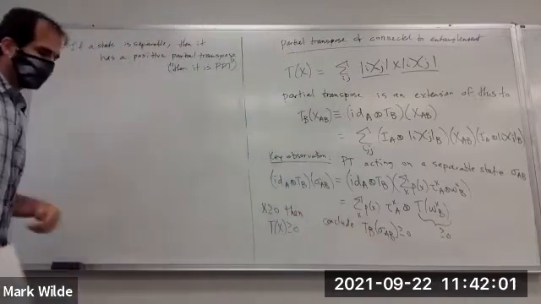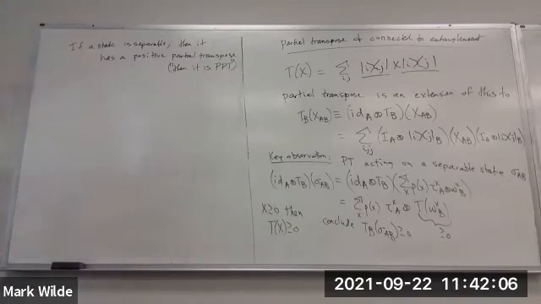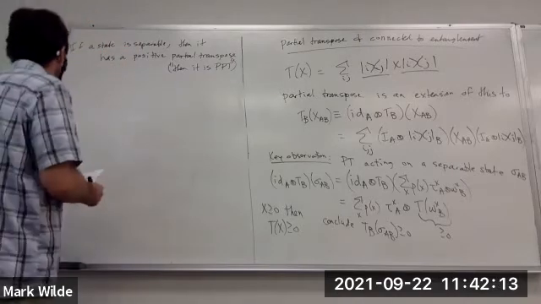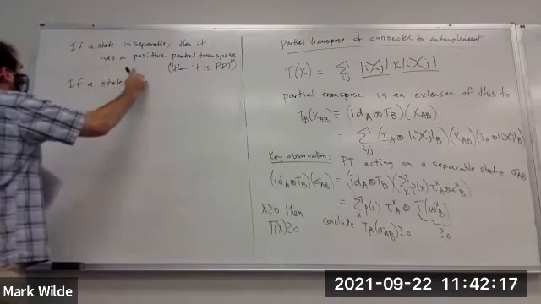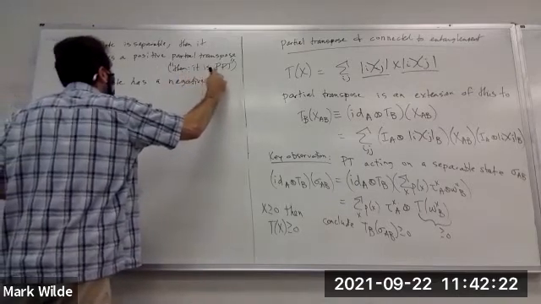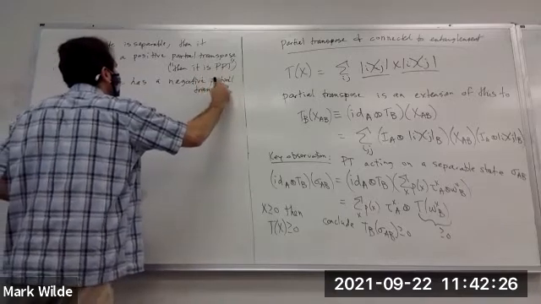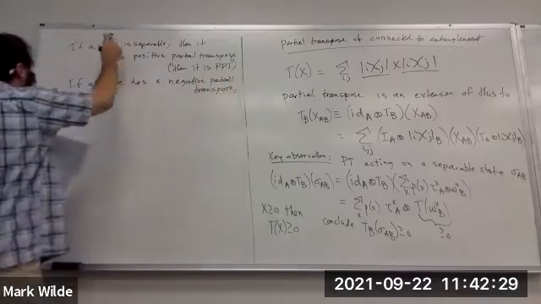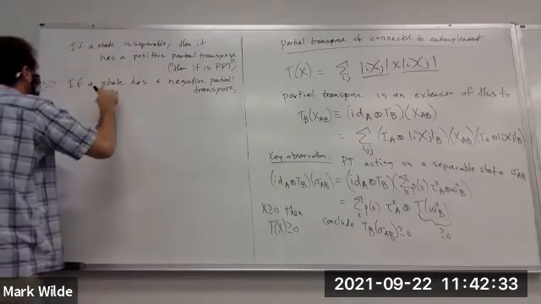According to basic logic, if you have an if-then, if A then B, then the contrapositive is true: if not B, then not A. So the contrapositive is more interesting. If a state has a negative partial transpose, what is the opposite of separable? Entangled. Then it is entangled.